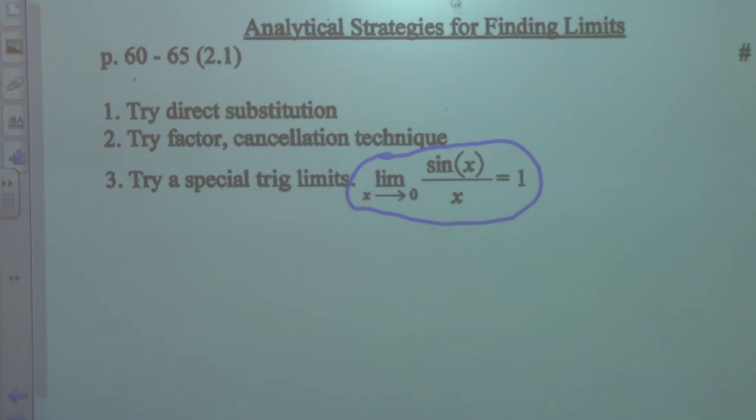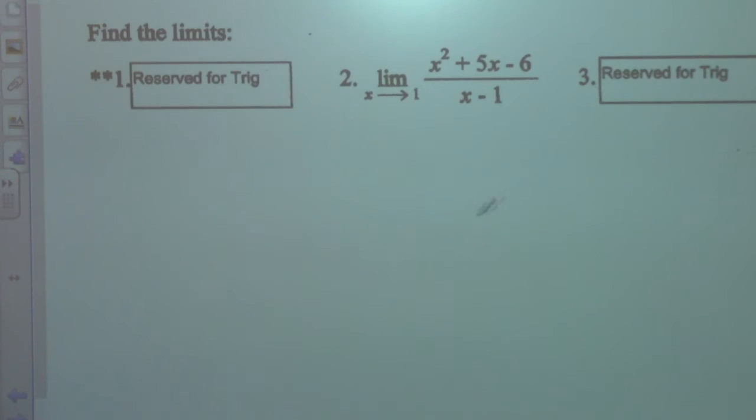So let's go ahead and look at examples of this. We see that one's reserved for trigonometry. The ones with a blank reserved for trigonometry, we're going to cycle back through later when we do trigonometric functions. But number 2 is what we have here. And so what is step number 1 to try? Direct substitution.